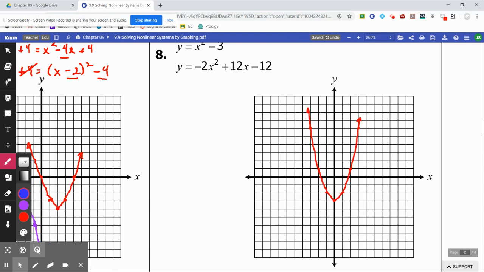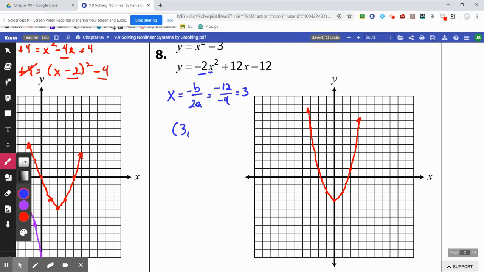The second parabola, we'll graph this one. Again, you can use either method. You can graph this with a t-table. So let's find our vertex and axis of symmetry first. Negative b over 2a, that'd be negative 12 over 2 times negative 2, which would be negative 4, so that's x equals 3. So my vertex will be located at 3, comma, let's plug it in.